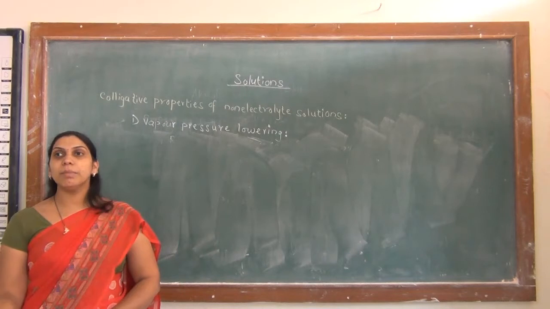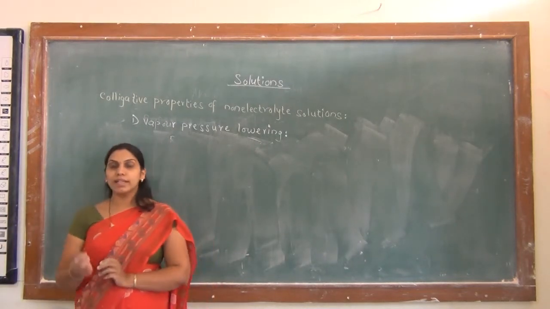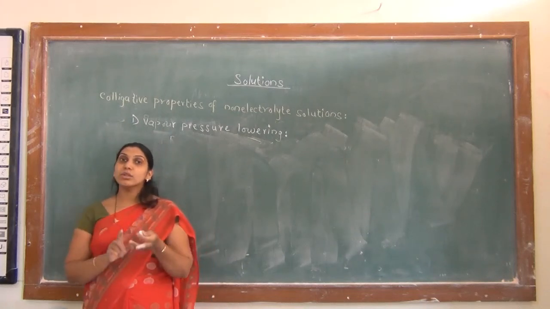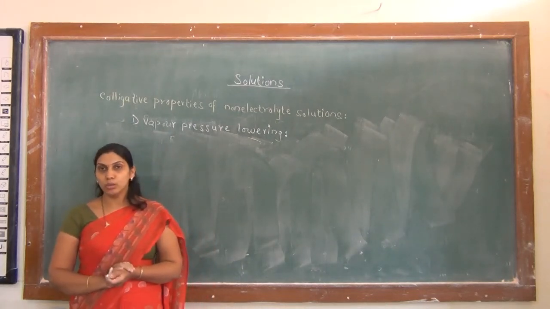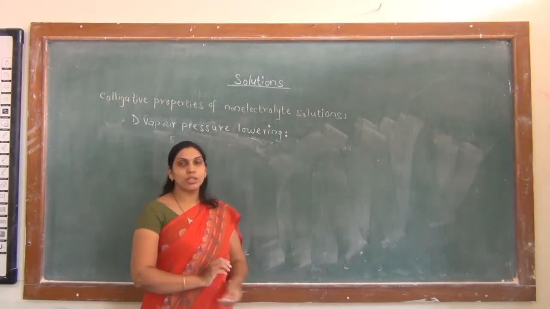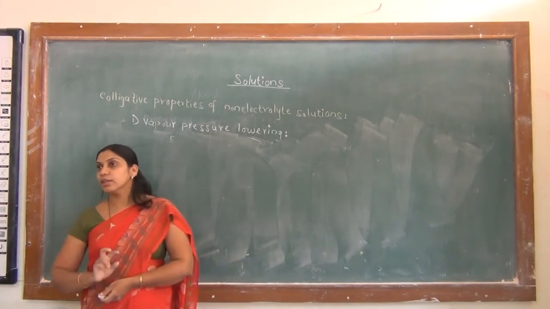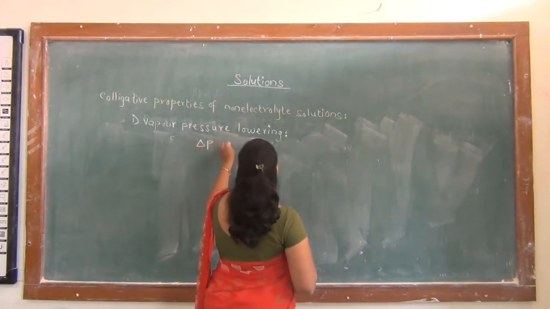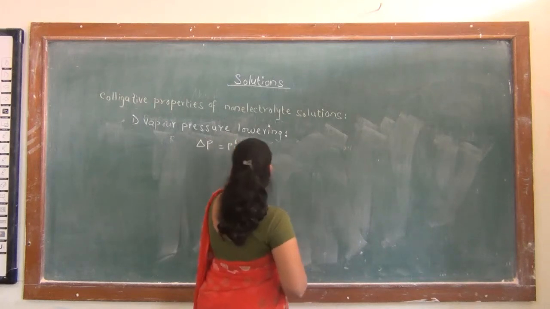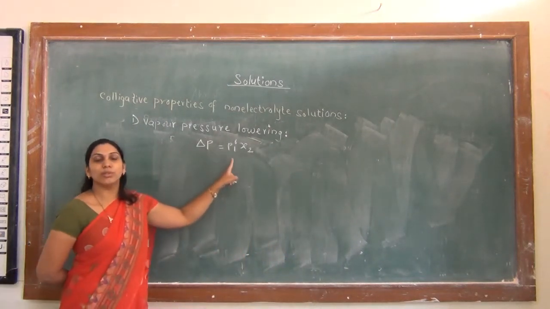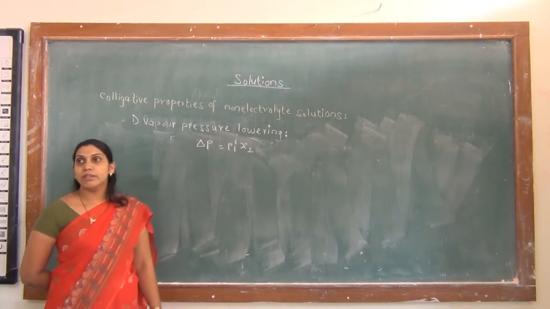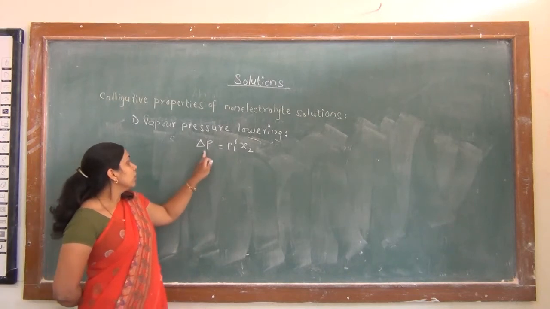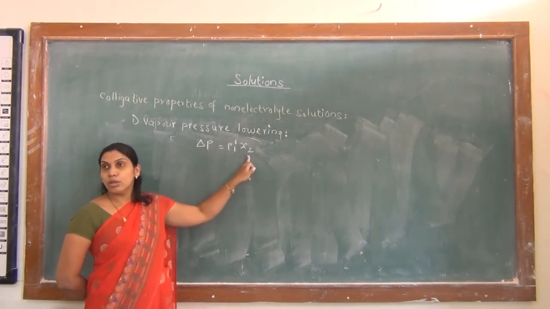In the introductory part of colligative properties, we have seen that vapor pressure lowering is a colligative property. But why is it a colligative property? That we will study now. We have the equation for Raoult's law of a solution containing non-volatile solute. The equation is delta P is equal to P01 x2. If you observe carefully this equation, you will find that delta P is proportional to x2.